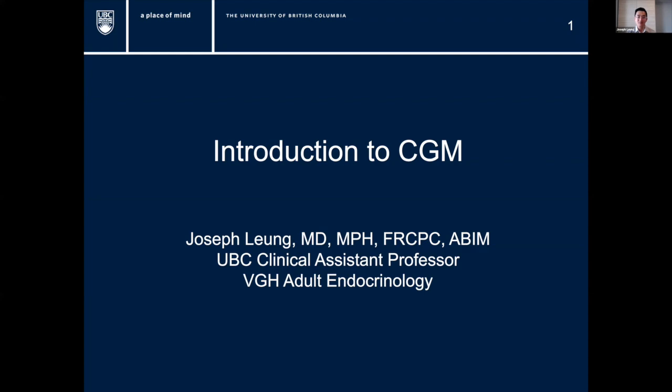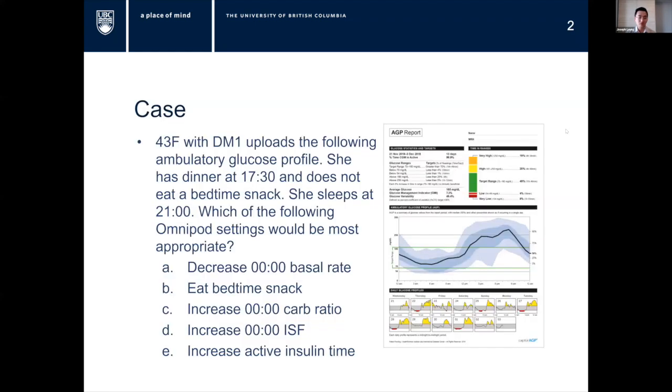In this video, I'll be talking about CGM and an introduction to continuous glucose monitors. So first off, we're going to start off with a case. This is a 43-year-old female with type 1 diabetes, and this is the ambulatory glucose profile that is uploaded.